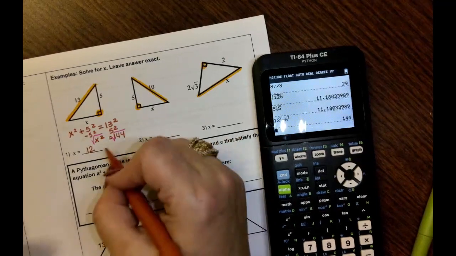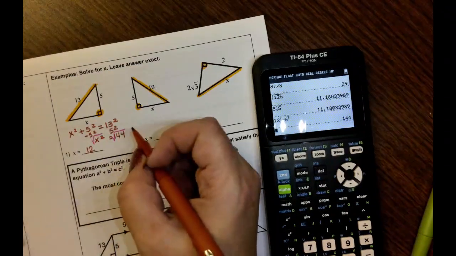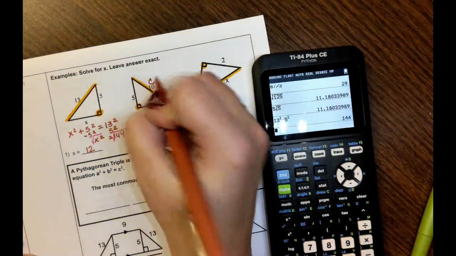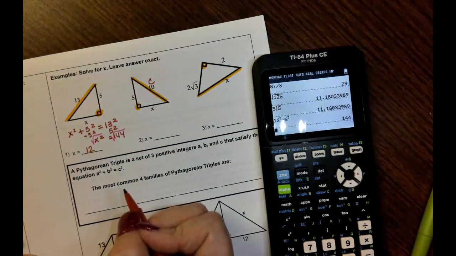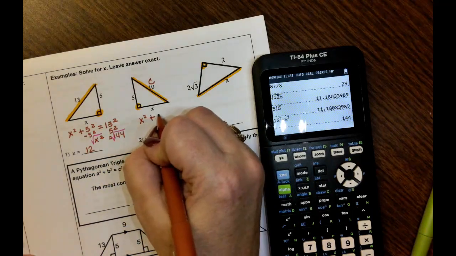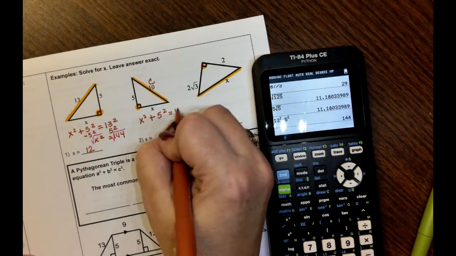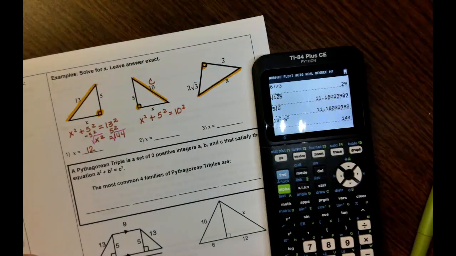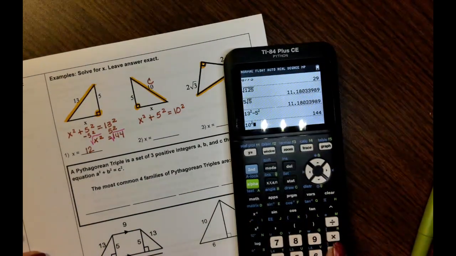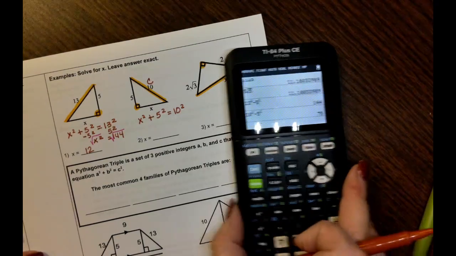In the last one, we had a nice whole number that was a perfect square, so it came out nice and easy. On this one, again, 10 is your hypotenuse. That's my c. It will be x squared plus a squared plus b squared is equal to c squared. Again, it doesn't matter which one's which. Now, if you do 10 squared minus 5 squared, you get that x squared is 75.